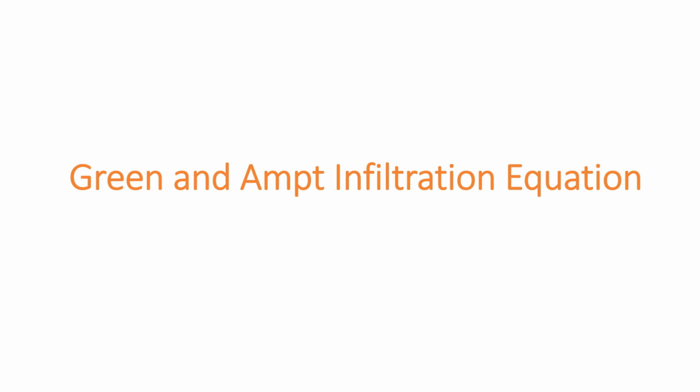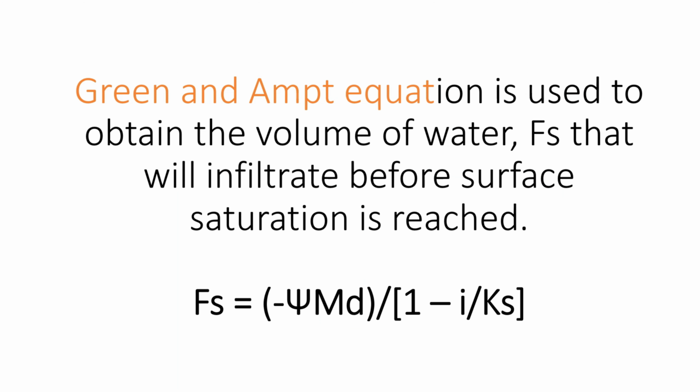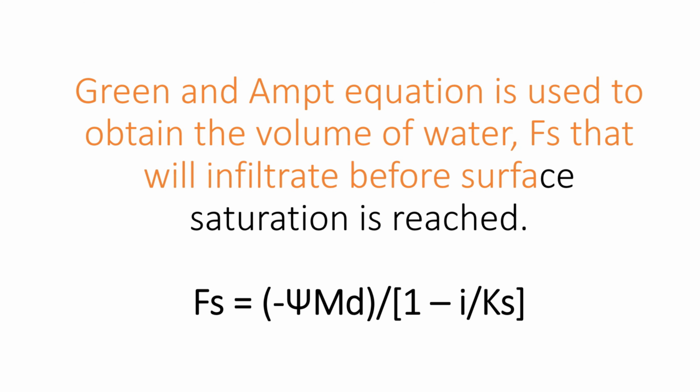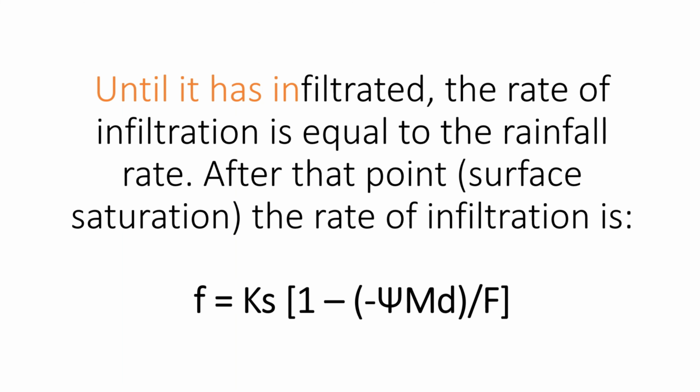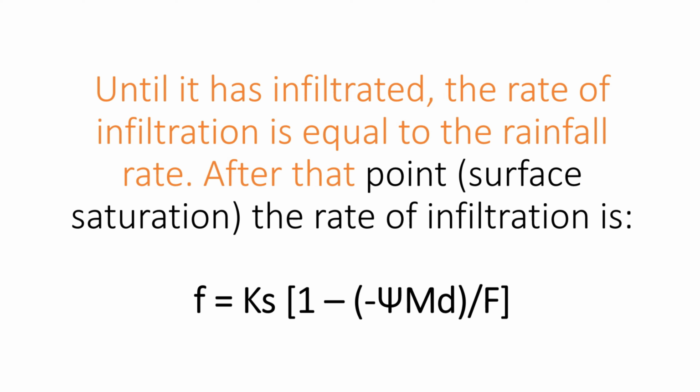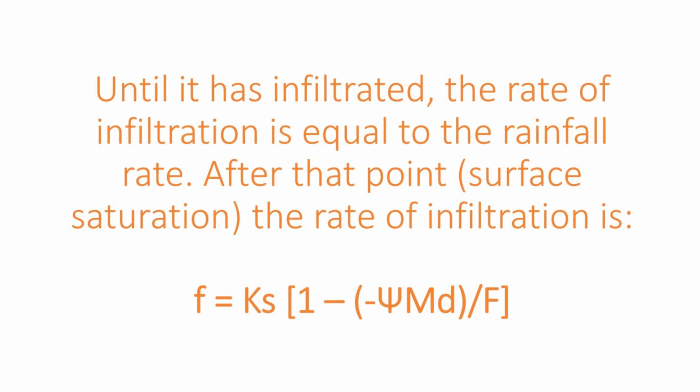Lastly, we have the Green and Ampt infiltration equation. The Green and Ampt equation is used to obtain the volume of water, Fs, that will infiltrate before surface saturation is reached. The formula is, until it has infiltrated, the rate of infiltration is equal to the rainfall rate. After that point, surface saturation, the rate of infiltration is equal to.